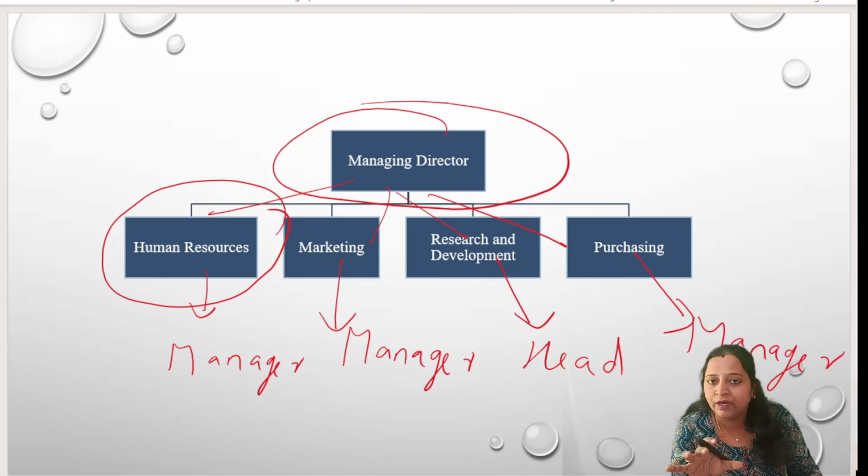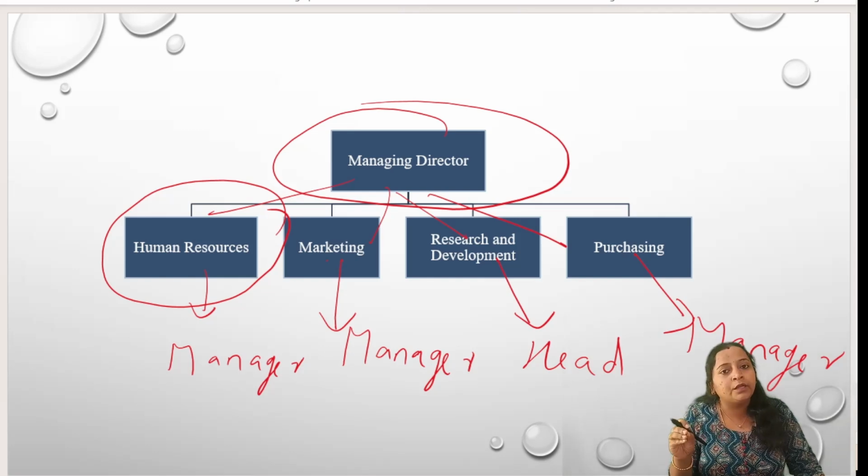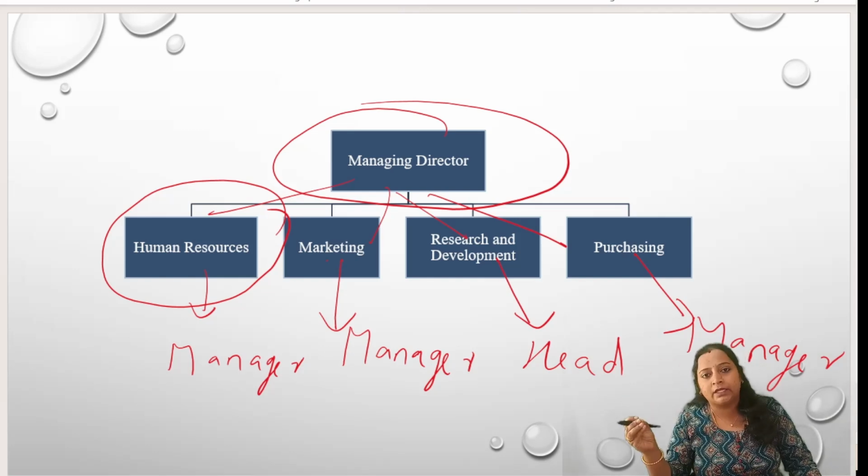See, different departments will be there under the MD, the managing director. These people are going to perform the organizational objectives from their departments. The human resource department will take care of the human resource related activities. The marketing department will take care of the marketing related activities.